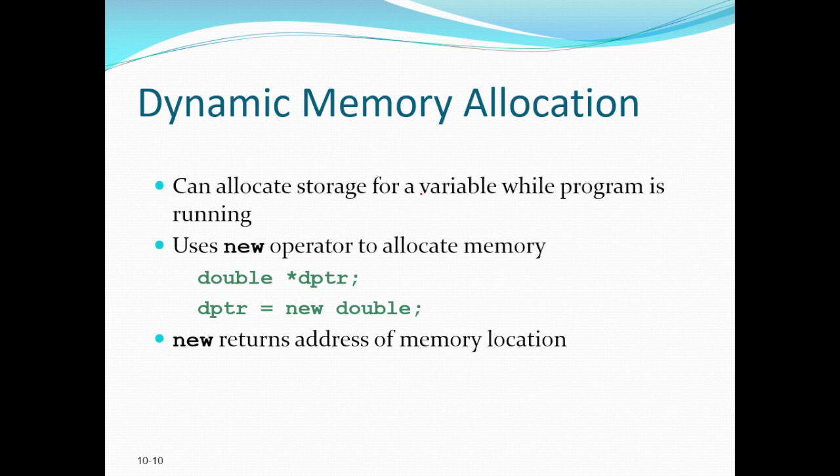So, defining a double pointer. This is a floating point pointer. First of all, again, dynamic memory allocation means we are always defining and using pointers.